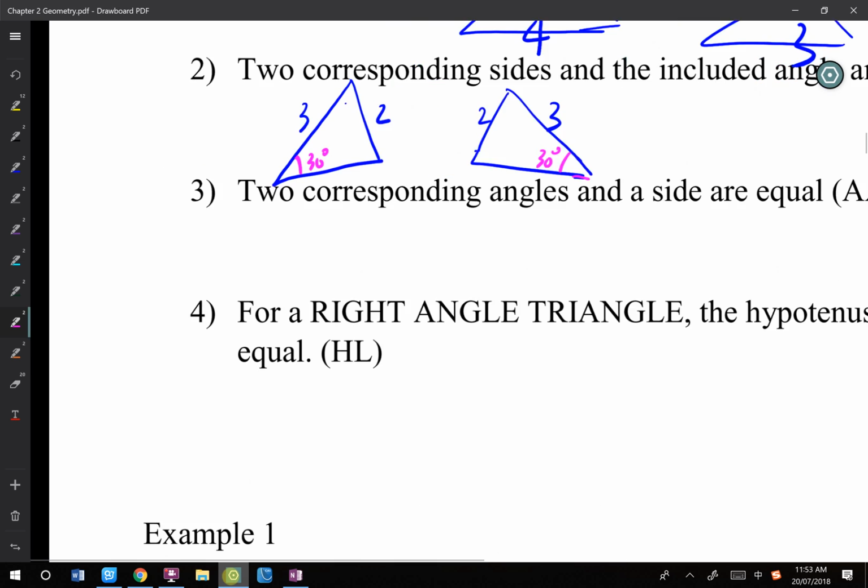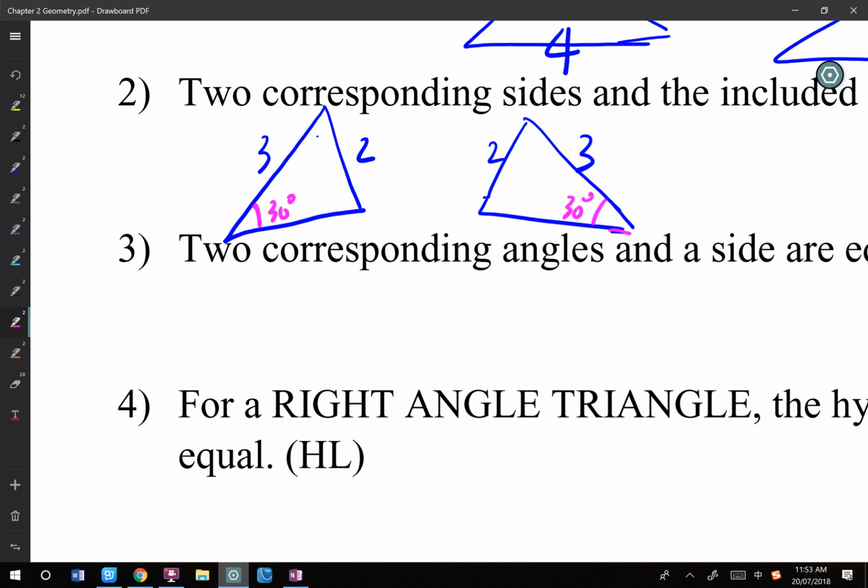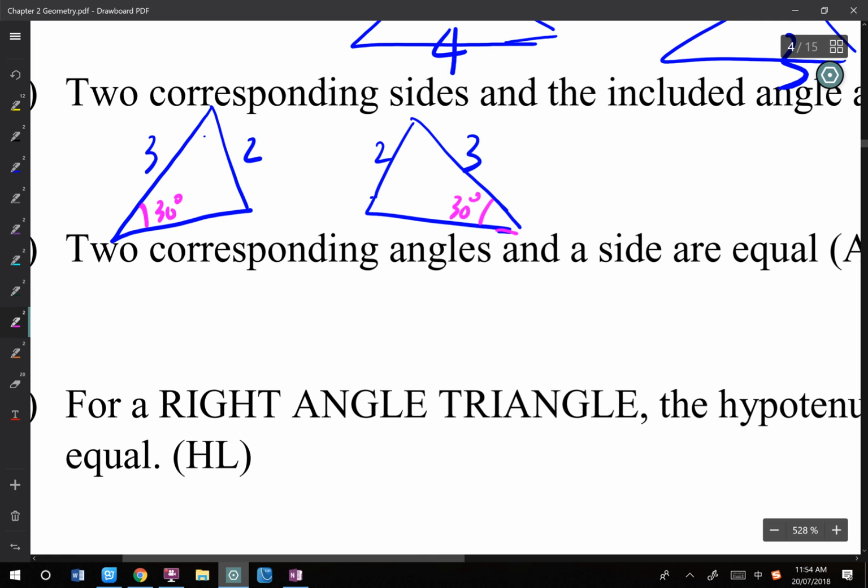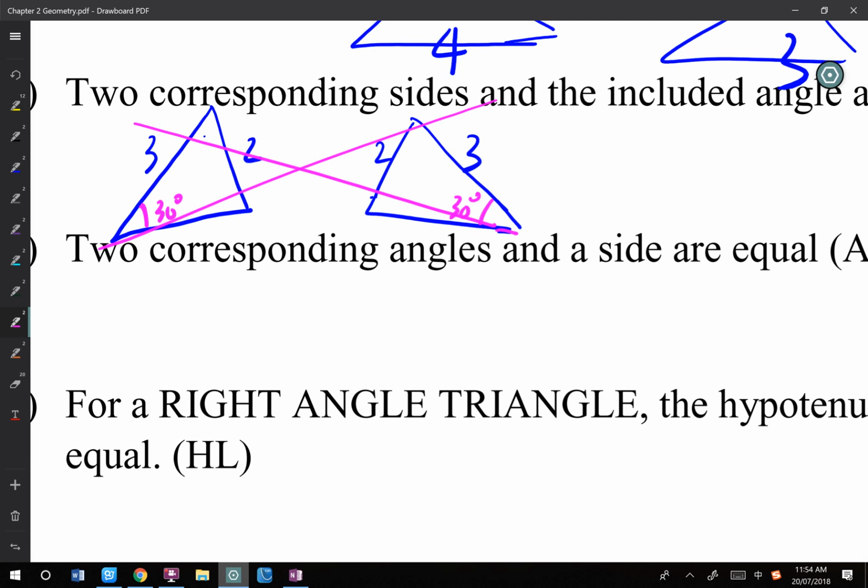So yes, I gave you an equal angle, but it can't be any random angle. It must be the angle included in between. So I can't make the conclusion. They might be the same. Who knows what the other angle looks like? It might be the same, but I can't be 100% sure they must be congruent because the angle is not included.